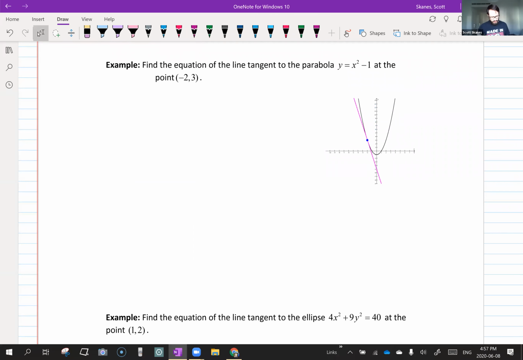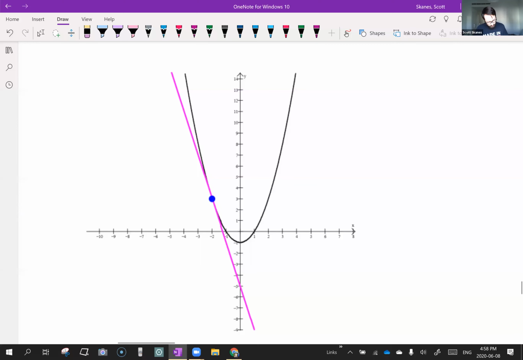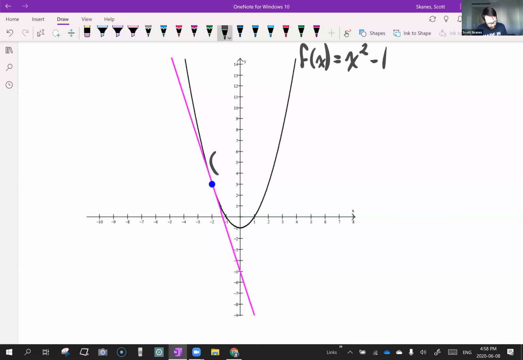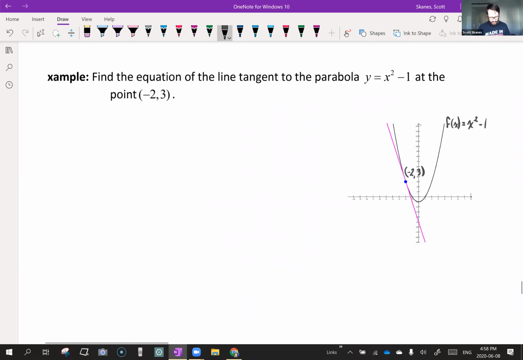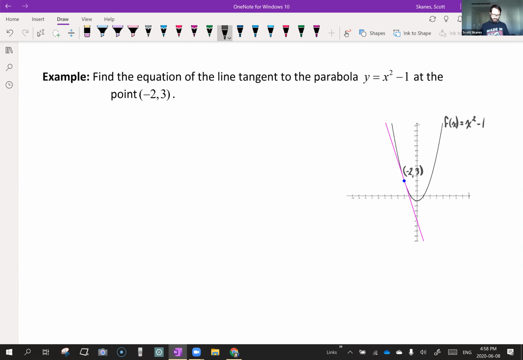Find the equation of the tangent line of this parabola, x squared minus 1, at the point -2, 3. X equals -2 and y equals 3. So let's just look at this. This is our function, f of x equals x squared minus 1. This is our tangent line in pink, and it has the value -2 and 3. So we want to find out how to draw that line.